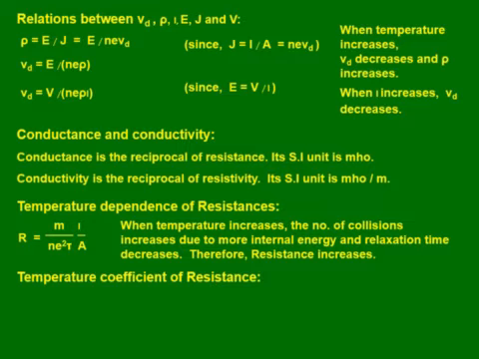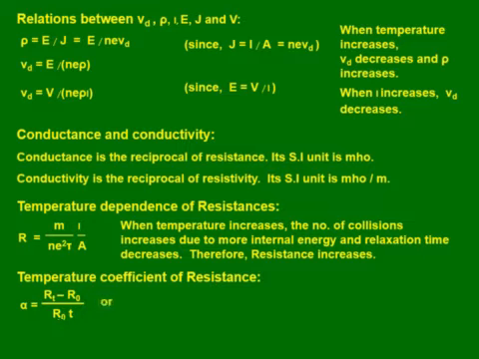As you understood, for a metallic conductor, with a rise in temperature, the resistance will increase. So temperature coefficient of resistance will be written as alpha. It is written as alpha equal to RT minus R0 by R0 into T. What is RT? RT is the resistance of the conductor at T degree centigrade. R0 is the resistance of the conductor at 0 degree centigrade, and T is the rise in temperature, T minus 0.